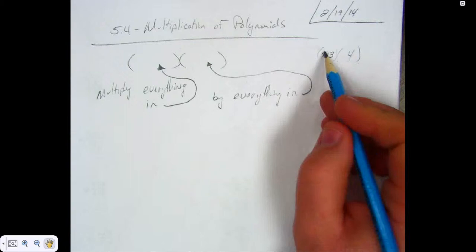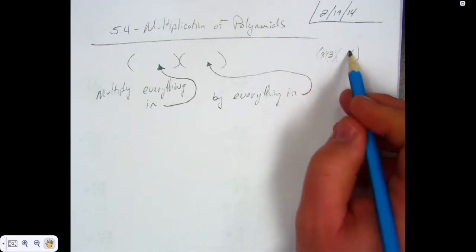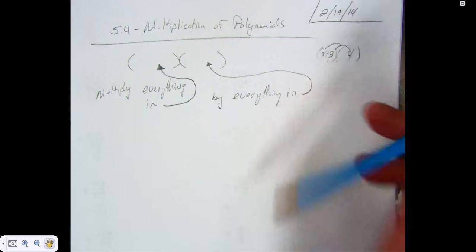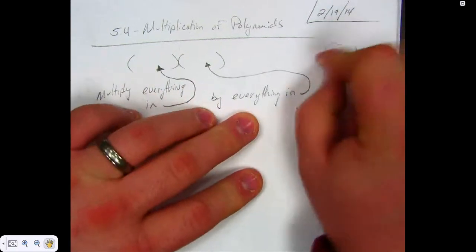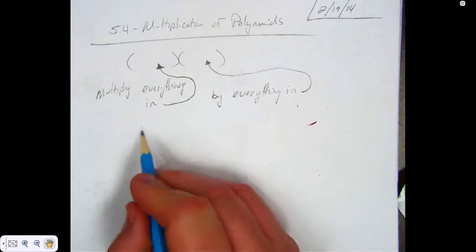Okay, if I had x plus 3 in here, I need to times 4. I'm multiplying everything in here times everything here, so I'd multiply the 4 times the 3 and the 4 times the what? X. Okay, it doesn't matter how many things I put in there. You're going to multiply everything in one times everything in the other.